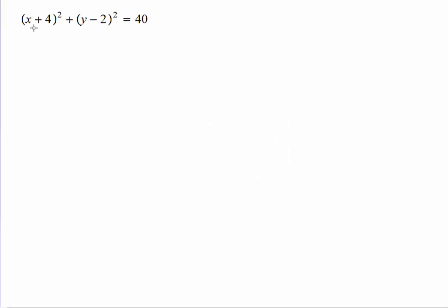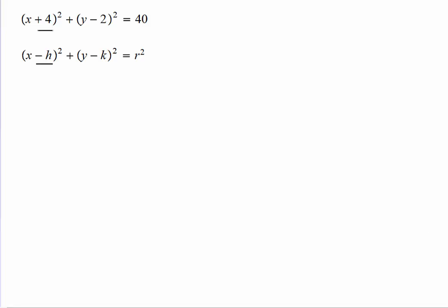Now let us take an example in which we are given the equation of a circle and we have to determine the coordinates of the center and the length of the radius. We look at the standard form of the equation, where the center is at (h, k) and the radius is r. So let's compare this portion with this.